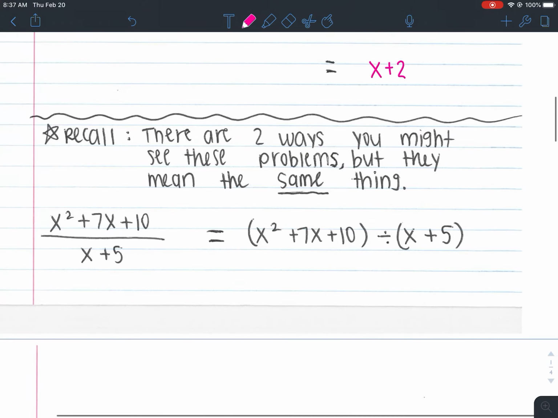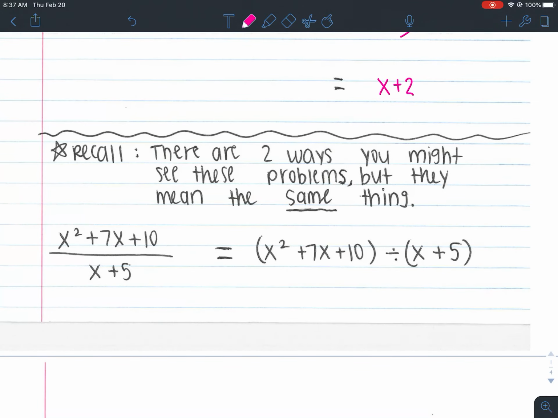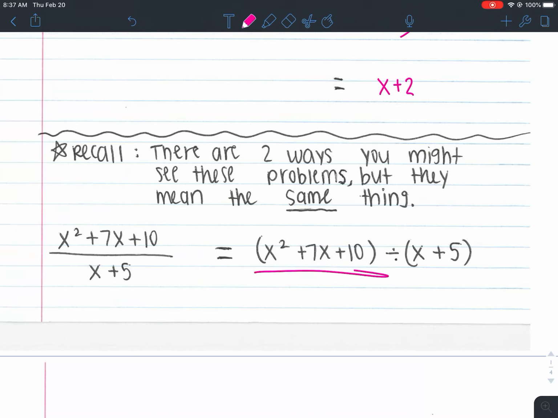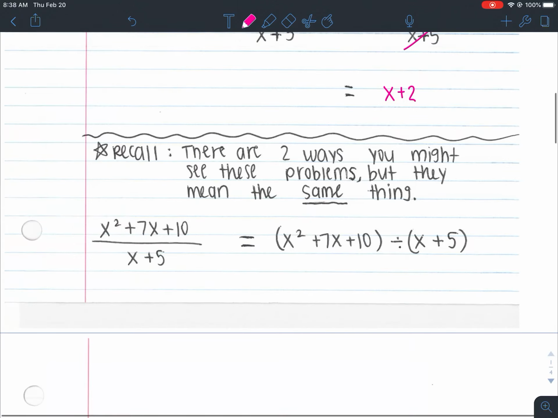Before we actually start, I do want to let you know that there are 2 ways that we will see these problems, but they mean exactly the same thing. In this one, where we have x squared plus 7x plus 10 divided by x plus 5 in a fraction bar, that's the same thing as writing x squared plus 7x plus 10 with an actual division sign dividing x plus 5. They mean exactly the same thing. The process is exactly the same. They just look a little bit different.